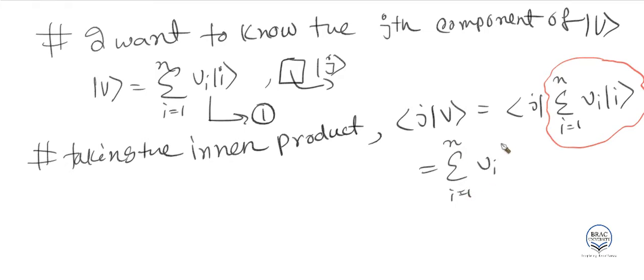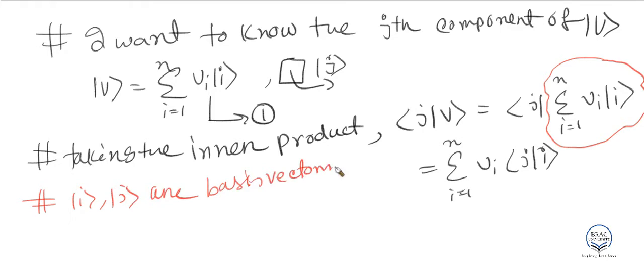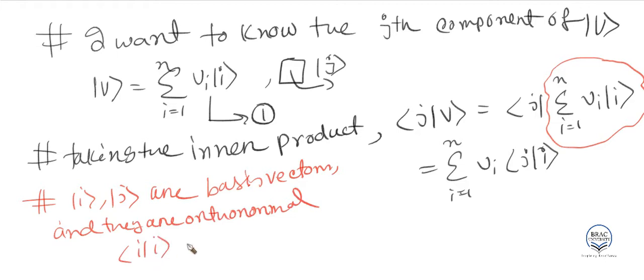We have our scalar component, that is v_i. It's not a vector, it's a scalar component. And then we have the inner product of j with i. But recall that these are the basis vectors, right? That is, i and j are basis vectors, and they are orthonormal. That is, if you take the inner product of i with i, it's just 1, and if you take the inner product of i with j, it's 0, right?